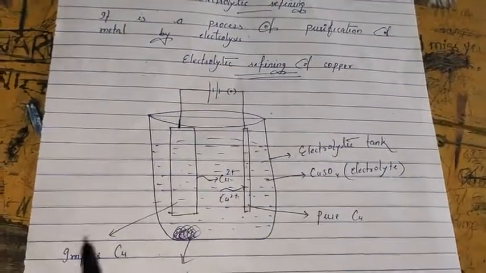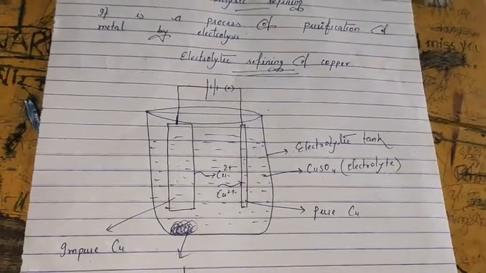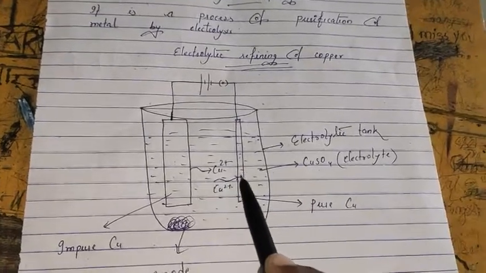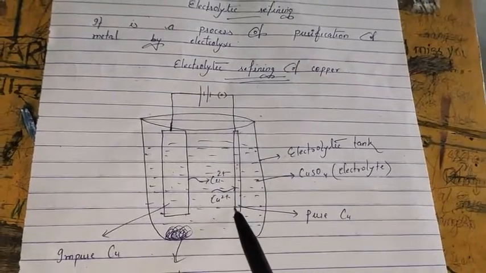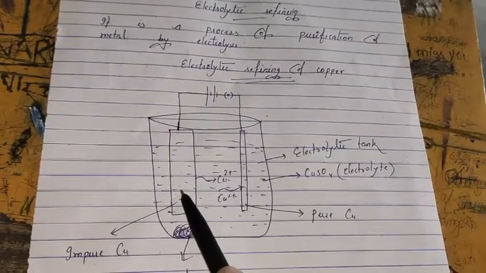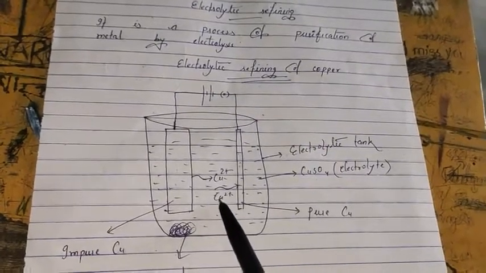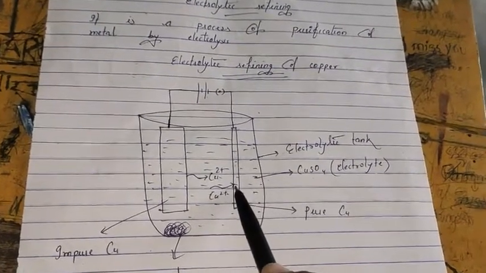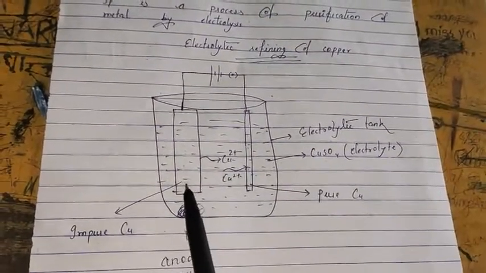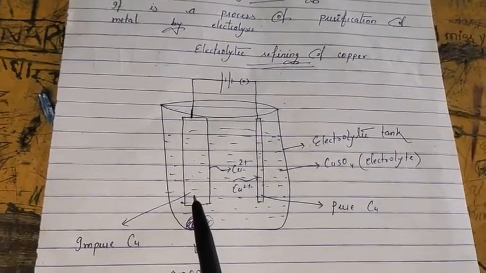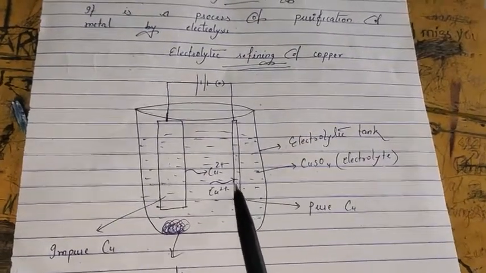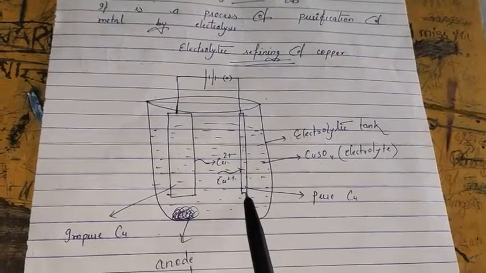When the switch is turned on, the electrolysis process starts. Some amount of copper in the form of copper ion gets deposited on the pure copper rod via the electrolyte. Some amount of Cu2+ ion gets released from the anode, and through this solution Cu2+ gets deposited on the pure copper. Now as time passes, this thick rod goes on becoming thin and this thin rod goes on becoming thick because some amount of copper has been deposited here continuously.